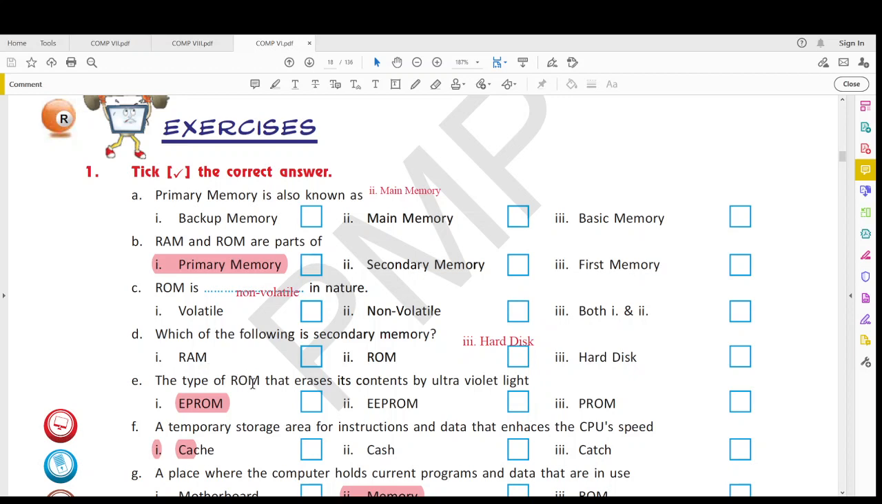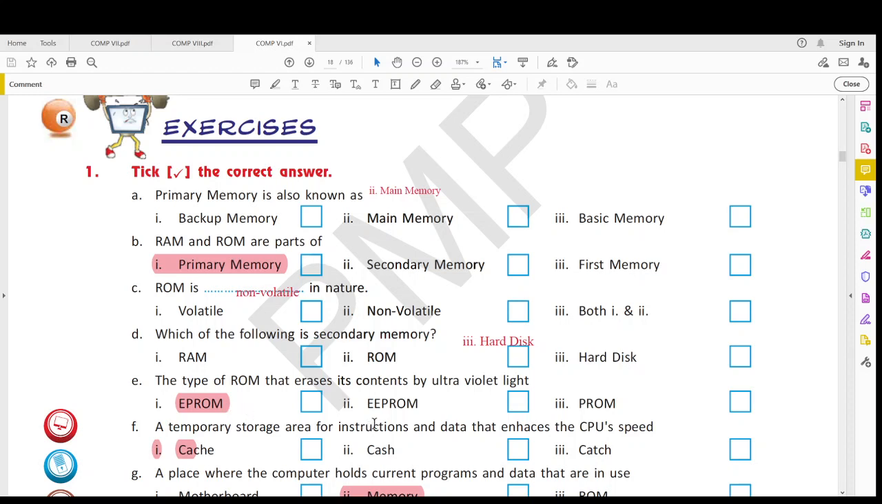The type of ROM that erases its contents by ultraviolet light. The options are EEPROM, EPROM, and PROM. And the right option is EPROM. That is erasable, programmable, read-only memory. The type of ROM that erases its content by ultraviolet light is erasable programmable read-only memory.